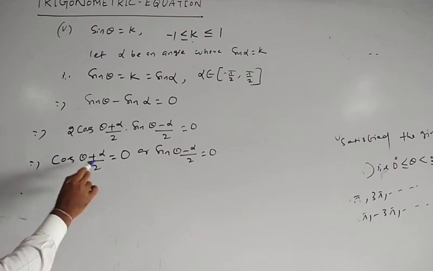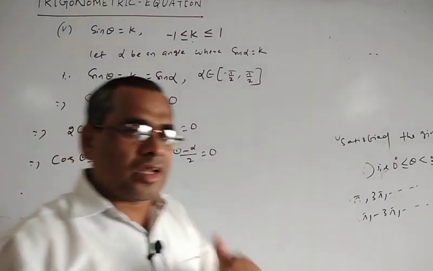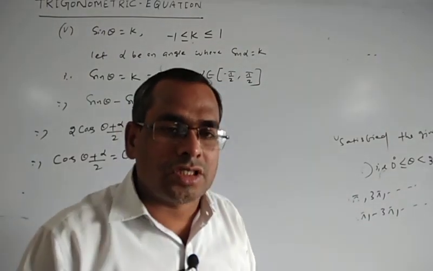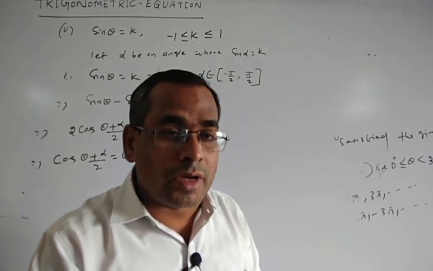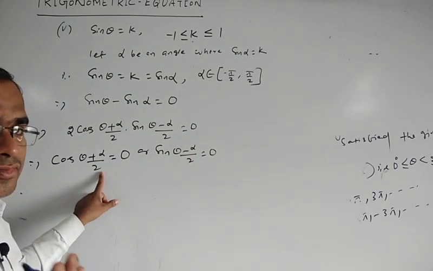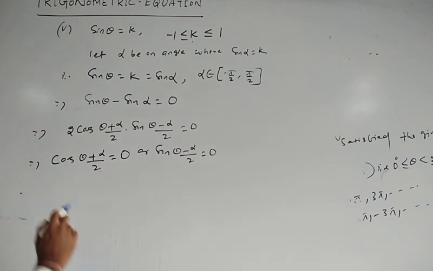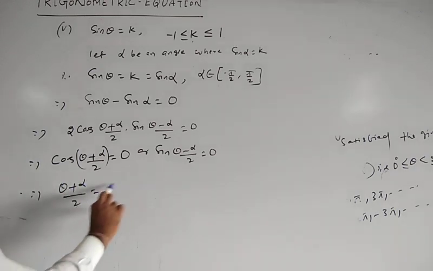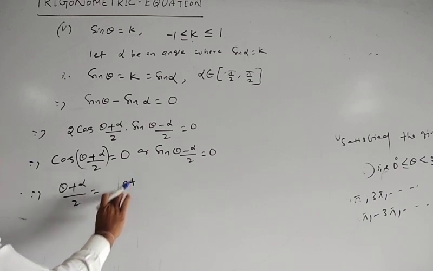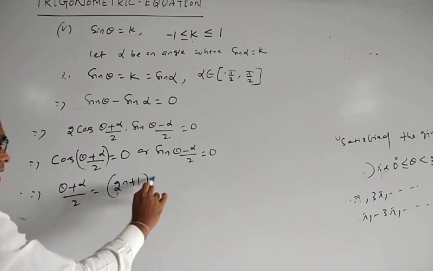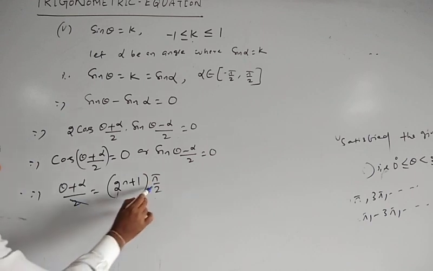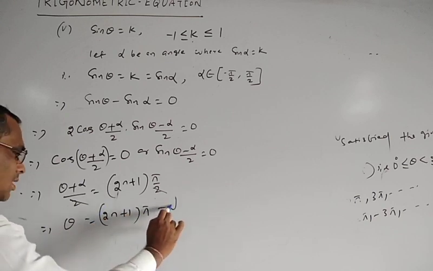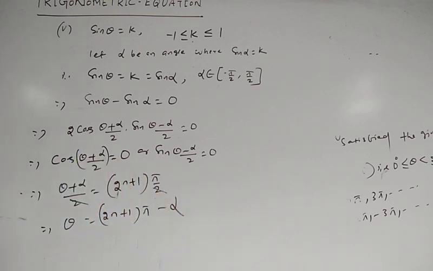So cos of (theta plus alpha)/2 is equal to 0. You know when cos theta is equal to 0, theta is equal to (2n plus 1) into pi by 2. That is the general solution of cos theta equal to 0, so here the angle is (theta plus alpha)/2. Do you understand or not? So theta plus alpha by 2 is equal to (2n plus 1) into pi by 2. So 2 cancels, that implies theta is equal to (2n plus 1) into pi minus alpha.